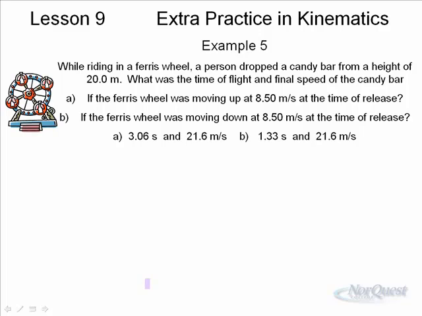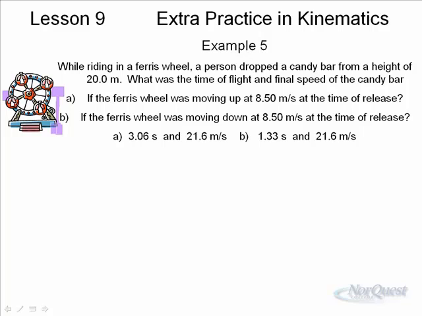You're given the initial velocity. You know that this candy bar is under the influence of gravity, so the acceleration is 9.81. You also know that from the point of release, whether it's going up or going down, to the final resting point on the ground, the displacement is negative 20 meters. So you know three variables, and you solve for the fourth, which could be final velocity or the time of flight. What is the time of flight and the final speed?